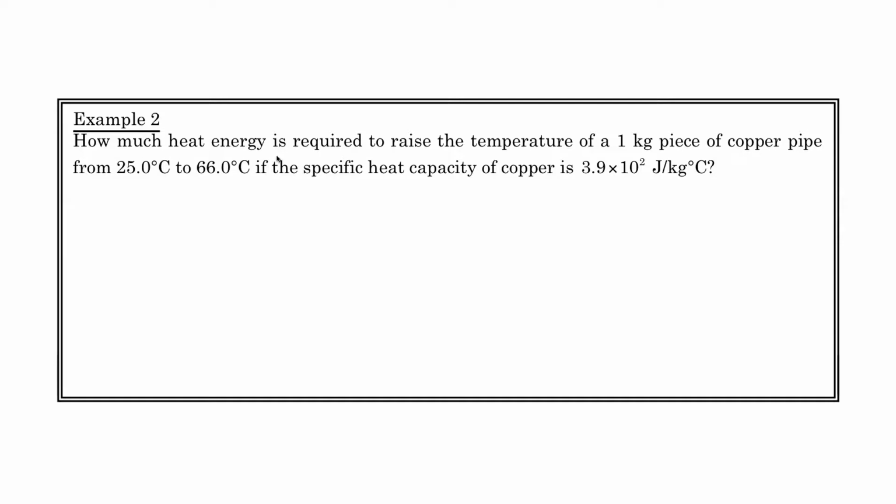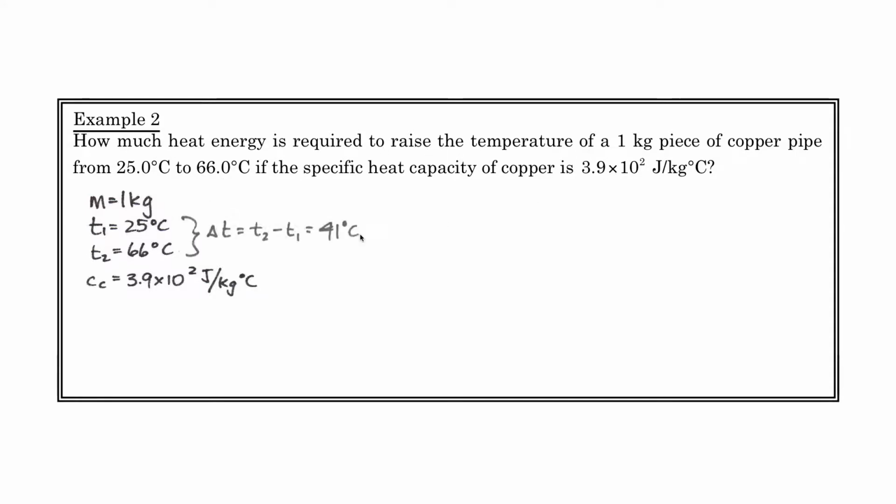How much heat energy is required to raise the temperature of a 1 kilogram piece of copper pipe from 25 degrees Celsius to 66 degrees Celsius? The specific heat capacity of copper is 3.9 times 10 to the 2 joules per kilogram degree Celsius. All right, so here's what we know. We know the mass, we know T1, we know T2, and we know the specific heat capacity. We can figure out how much heat energy it's going to take.